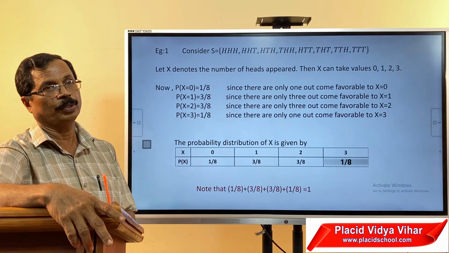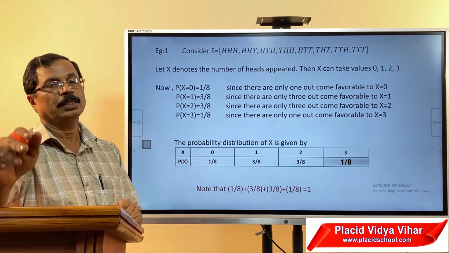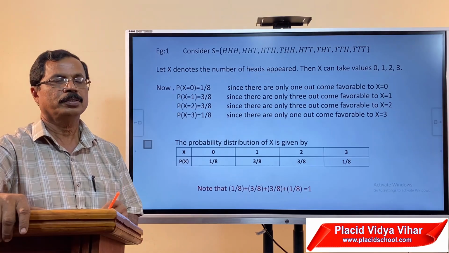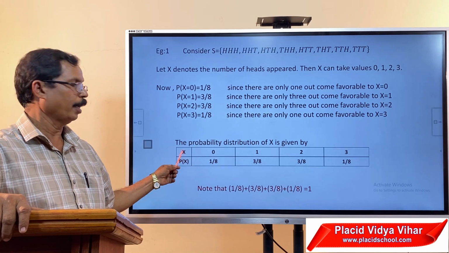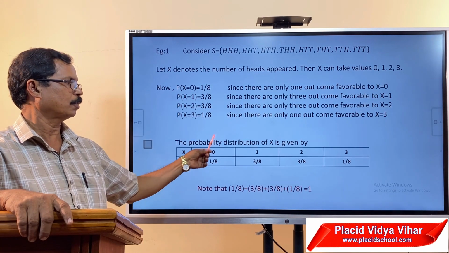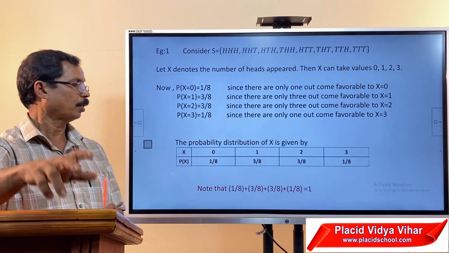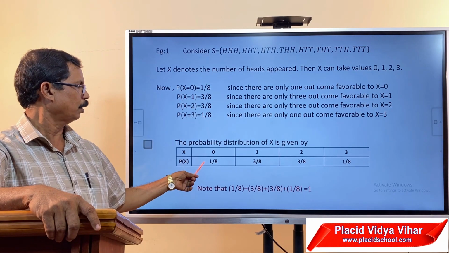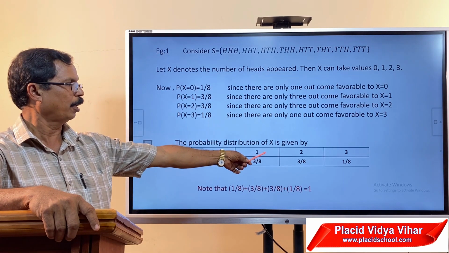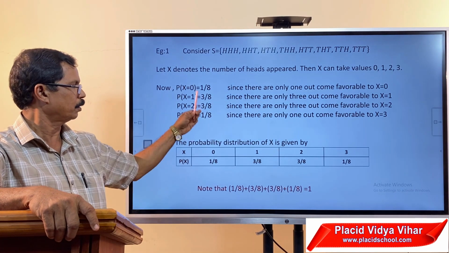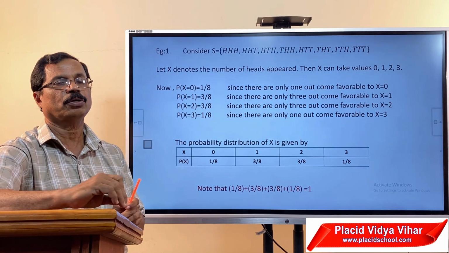Now after finding all this, you have to prepare a table. That is our probability distribution. Once again, the probability distribution of X is given by: you write capital X here, then the corresponding values, that is 0, 1, 2, 3. Then you write the respective probabilities below: for 0, 1 by 8; for 1, 3 by 8; for 2, 3 by 8; and for 3, 1 by 8. Now you can check whether your answer is correct or not.